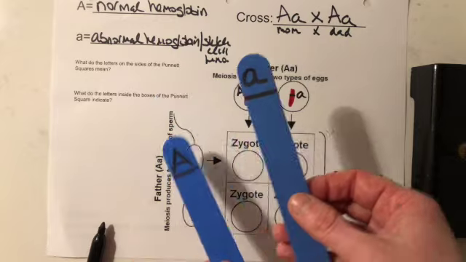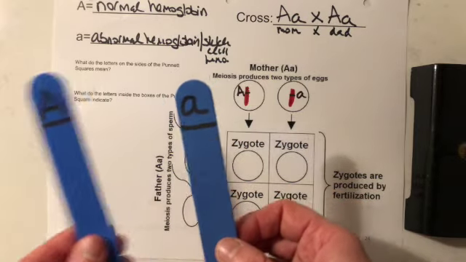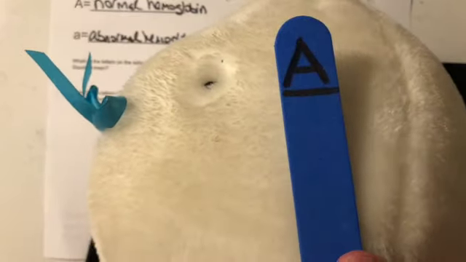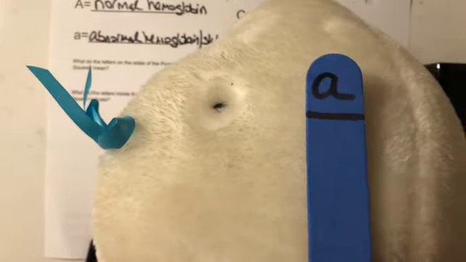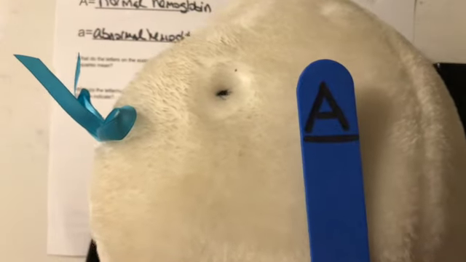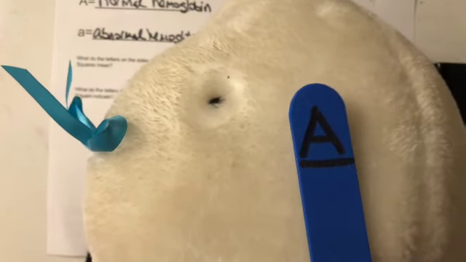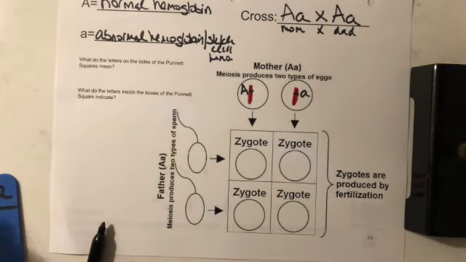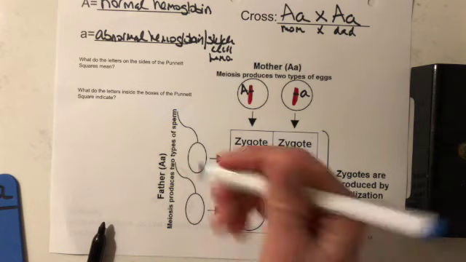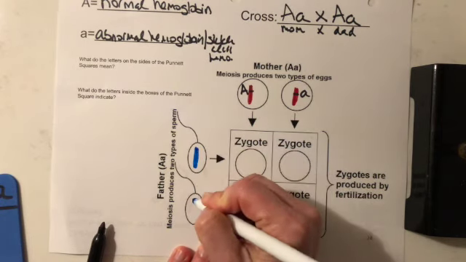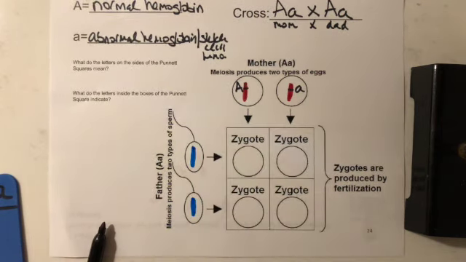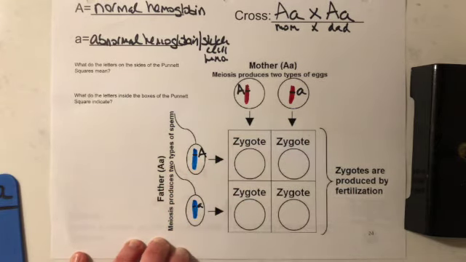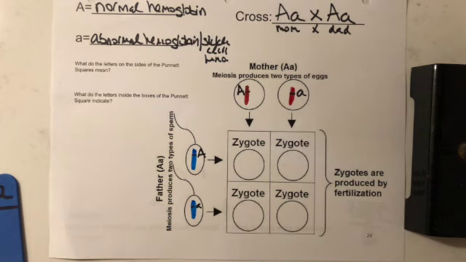Because of meiosis, only one of these 2 chromosomes is going to end up in the sperm. So is the sperm going to have a little a, or is the sperm going to have a big A? Again, dad's going to make both kinds of sperm, but you don't know which one will be used in fertilization. So dad makes sperm that has either a big A or a little a allele. You don't know. He makes 2 kinds of sperm.